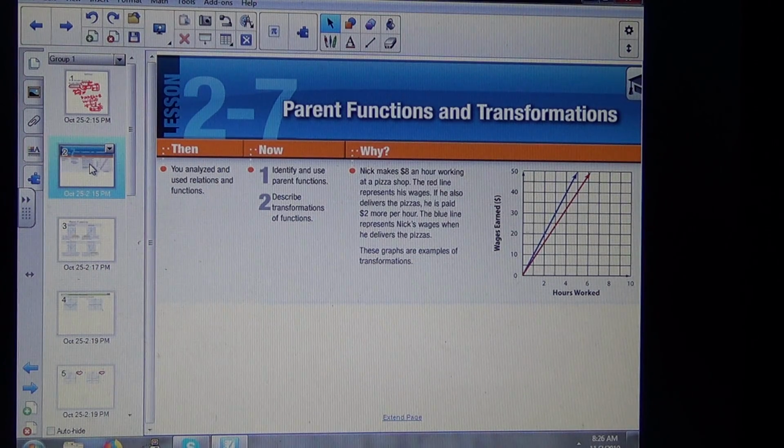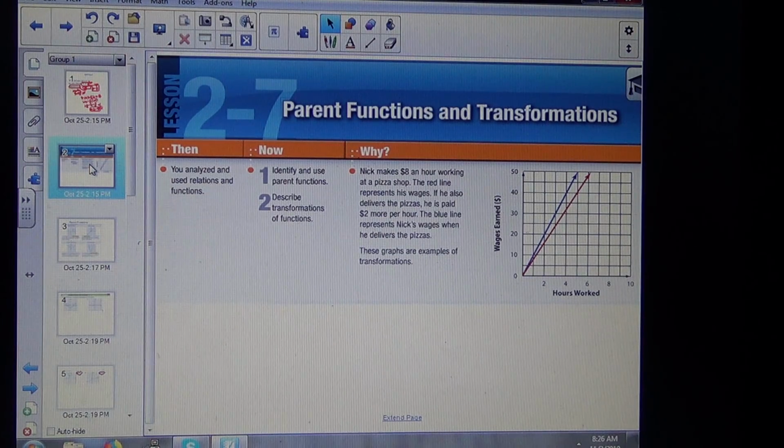So my learning goal for you guys today is to identify and use parent functions, and then to describe transformations of functions. So let's look at the y section here. Actually, if you guys want to know what page we're on so you can follow along, I do believe we are on page 109. So page 109 in your book is where we're at. Okay, so it says here, Nick makes $8 an hour working at Plaza Shop. The red line represents his wages. If he also delivers pizza, he is paid $2 more per hour. The blue line represents Nick's wages when he delivers the pizza.